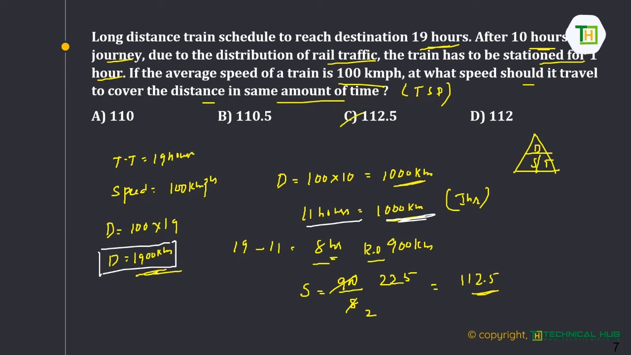And what is the remaining distance covered by the train? So remaining distance is equal to 1900 minus 1000. So that is equal to 900 kilometers. And what is the remaining time there? So 8 hours is there.